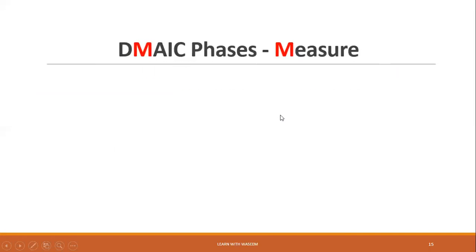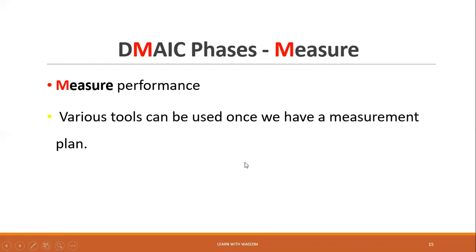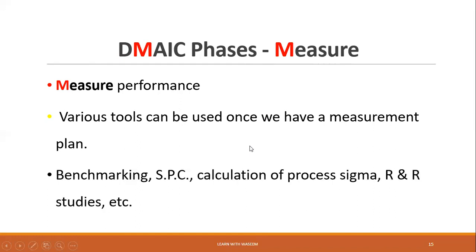The second one is M. M stands for measure phase. So what we do in measuring is to measure performance. Various tools can be used once we have a measurement plan. So once we have a measurement plan, we can use a number of tools, like benchmarking, like statistical process control, like the calculation of process Six Sigma and R&R studies, etc. So these are some of the tools. We can use some other tools as well for measurement purposes.